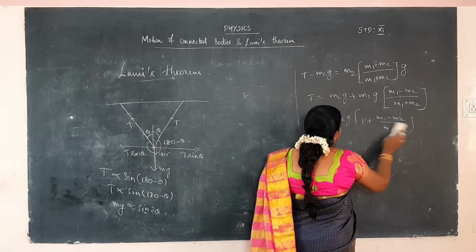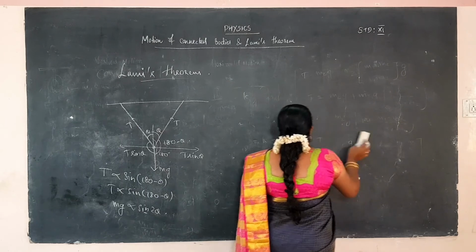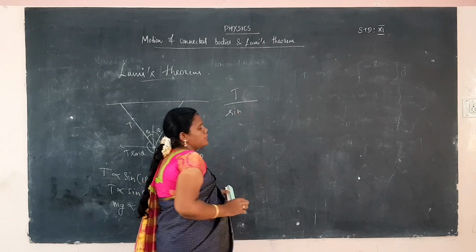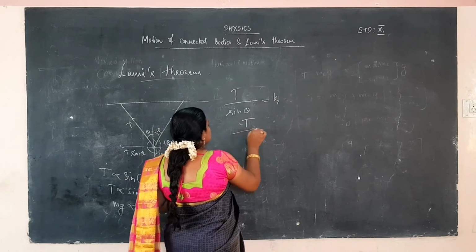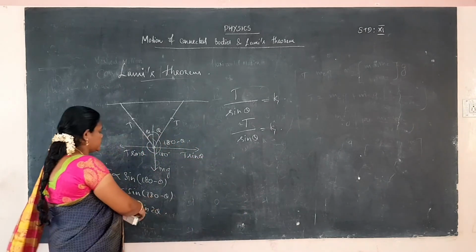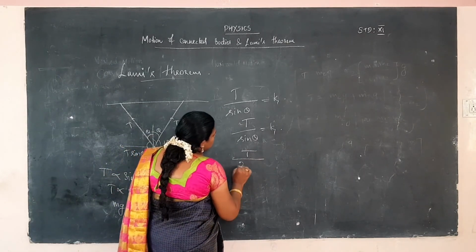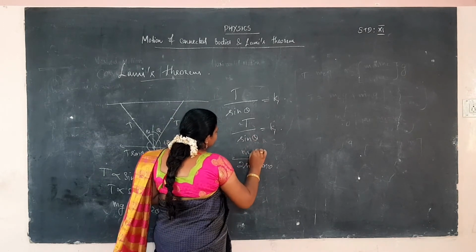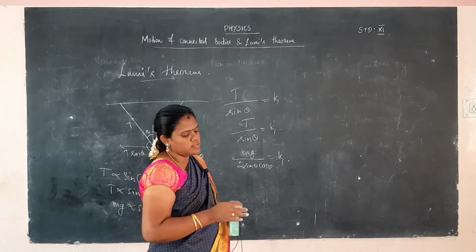To remove the proportionality, we put in a constant. So T by sine of 180 minus theta, which is sine theta, equals one constant. The second, T by sine of 180 minus theta, again sine theta, equals a constant. And the third is sine 2 theta, which is 2 sine theta cos theta. So mg by 2 sine theta cos theta equals a constant. All three have the common constant.